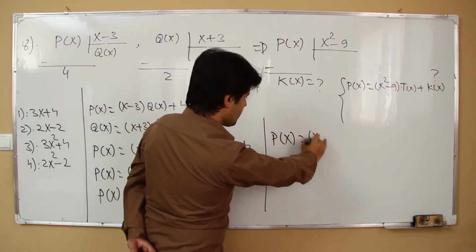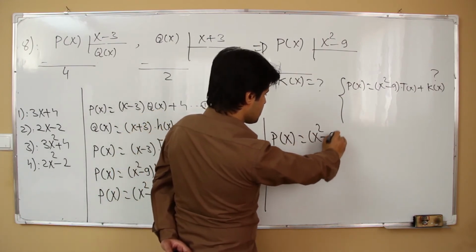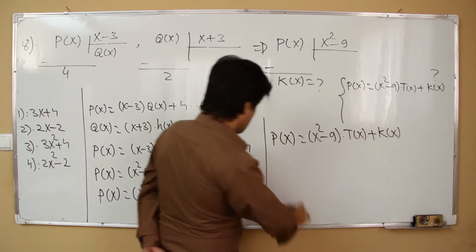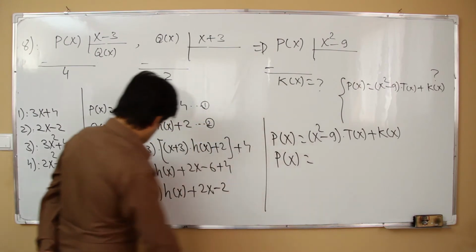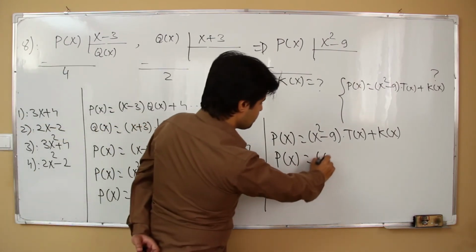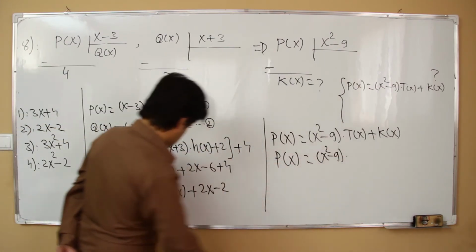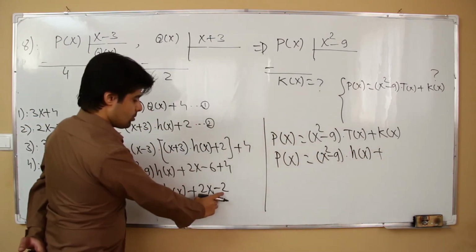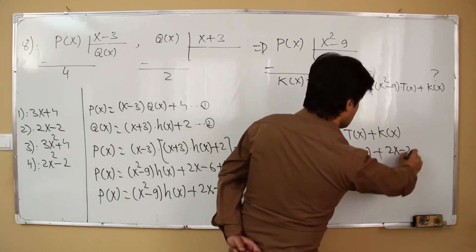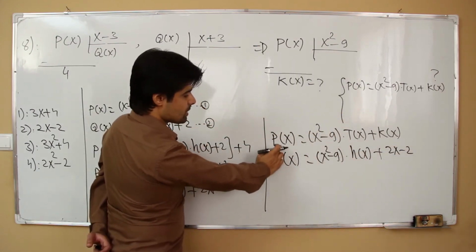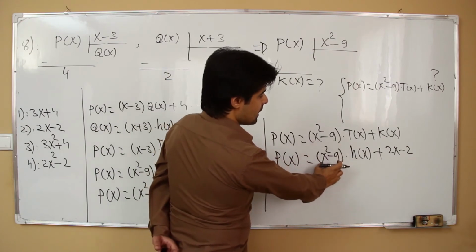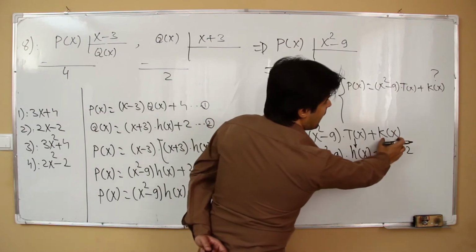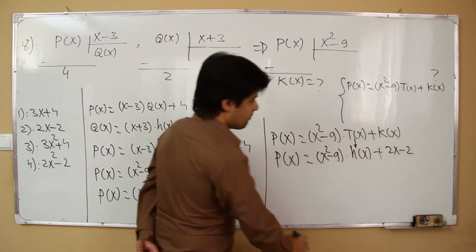Now look, Px is this Px. Once again I will write x square minus 9 times tx plus kx. Now Px is x square minus 9 times hx plus 2x minus 2. Look here. This one with this one is equal. I mean tx is equal to hx, and kx is equal to 2x minus 2.